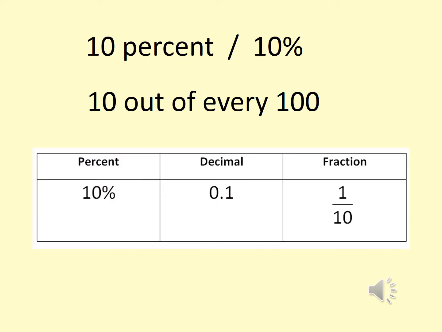10% means 10 out of every 100. 10 out of every 100 is 1/10. And we write 1/10 as 0.1 when we're looking at it as a decimal. So 10% as a decimal is 0.1, and 10% as a fraction is 1/10.